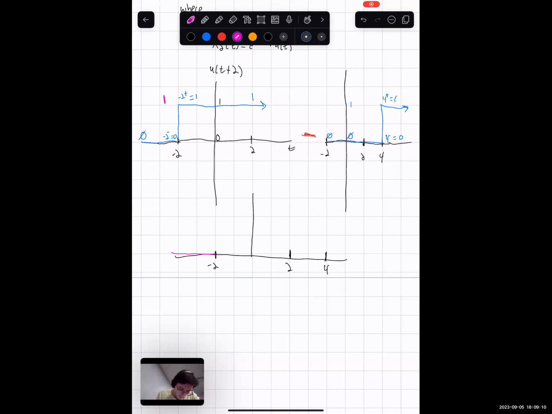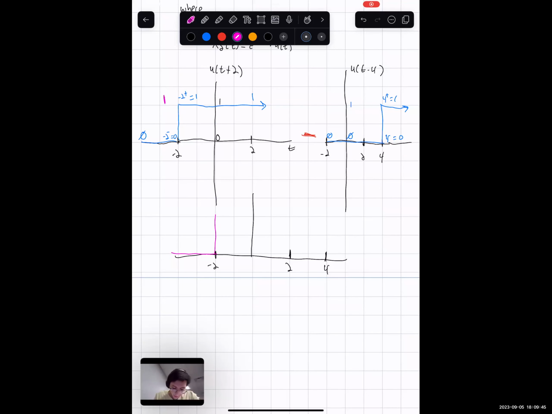On the left side, 1. And that's going to be minus the function on the right side. So can anybody tell me what u of t minus 4 is going to equal at t equals 2? On the left side, we have u of t plus 2 equaling 1. What is u of t minus 4 going to equal? Anybody have any idea? Based on our graph, it's just going to be 0. So we're going to have 1 minus 0, which gives us 1. So here, this is going to hop up to 1.